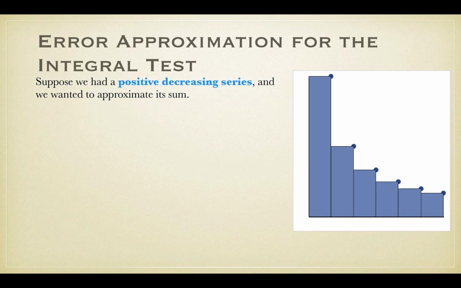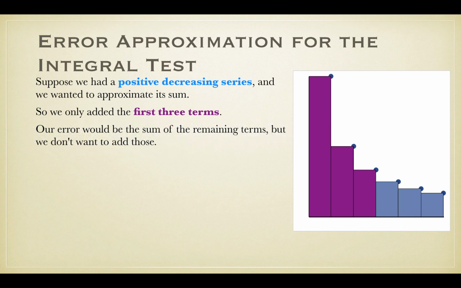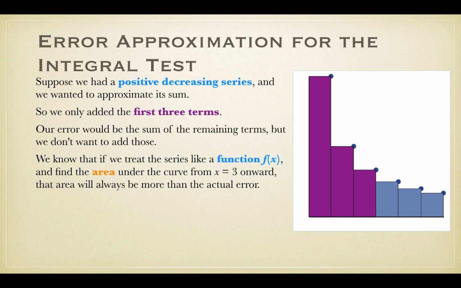All right, so how do I approximate the area for the integral test? Once I know that a series converges by the integral test, then how do I know what the error term is? So let's say, for example, that I only wanted to add the first 3 terms to approximate the infinite sum of the series. Well, what I could do is say that the error would actually be the sum of the remaining terms, all of those rectangles after the third one. But obviously I can't add all of those together.